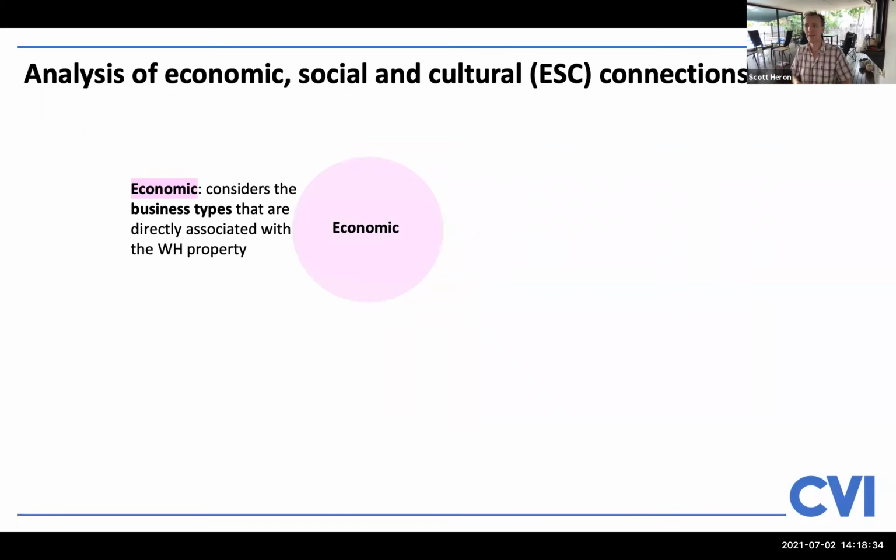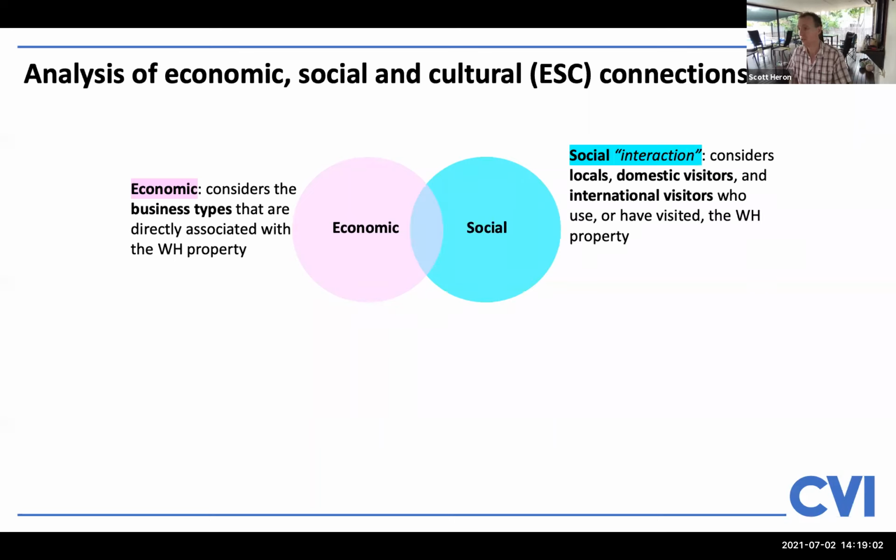As we analyze economic, social, and cultural connections, we first want to define what these mean. The economic connections consider business types directly associated with the World Heritage property. So that might include a bus tour that occurs on the property, but it wouldn't include the airline that brings someone to the region of the property. Social interactions consider different people groups, locals, domestic visitors, and international visitors, but importantly, they must use or have visited the World Heritage property. So interaction is a key word there.